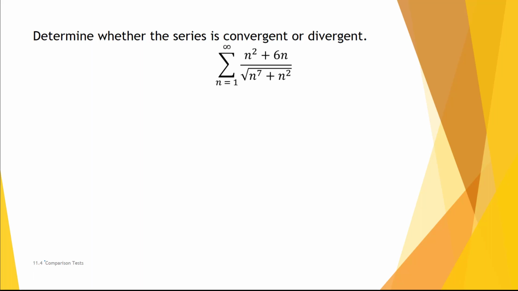We need to determine whether the series is convergent or divergent. We're looking at the series of n squared plus 6n, all divided by the square root of n to the 7th plus n squared. When we look at this series, we realize that the expression for the term is rather complicated. That's a good clue that using a comparison test is going to be a good idea. I am going to let a sub n be the term in the series we are given.